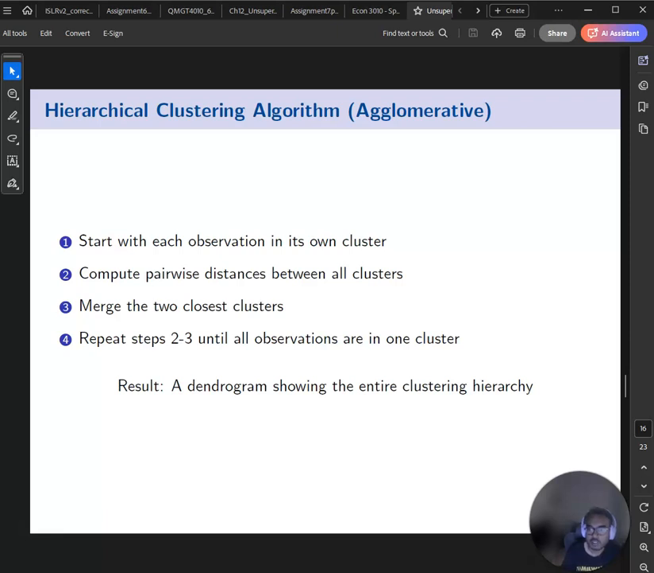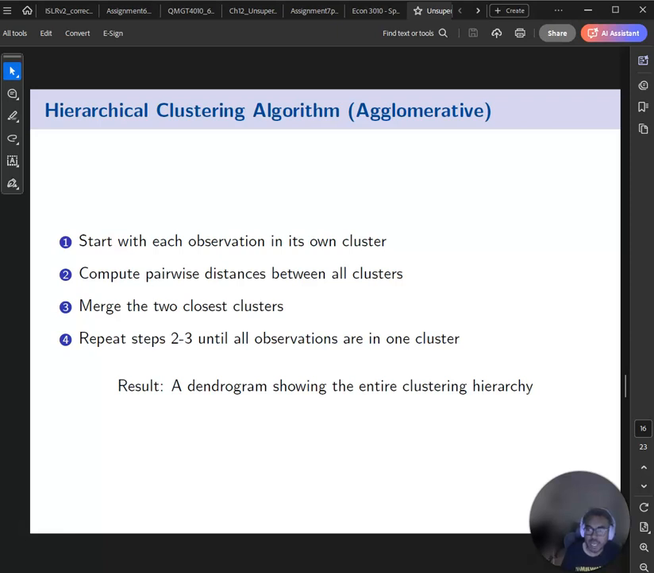So let's focus on the agglomerative approach first, which is the most commonly used method. The algorithm is conceptually simple. First, we start with each observation in its own cluster. If we have n observations, we begin with n clusters, each containing just one point. Second, we compute pairwise distances between all the clusters. Initially, it's just the distance between each individual point.